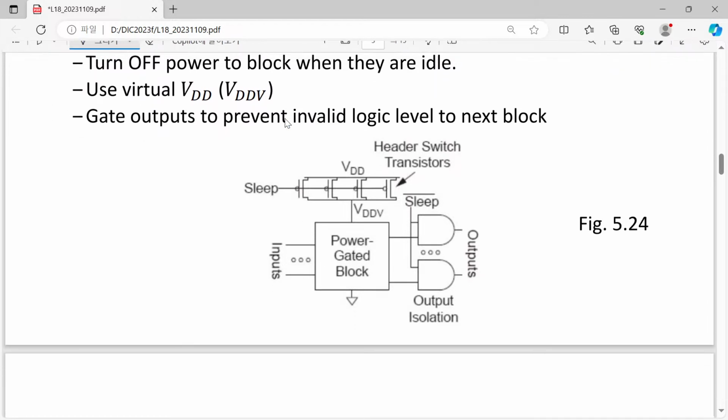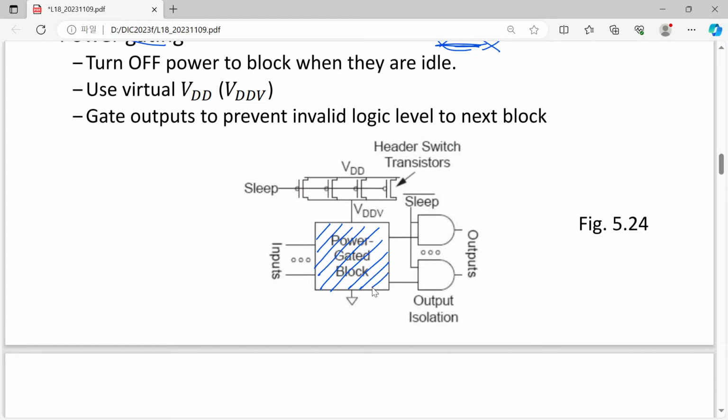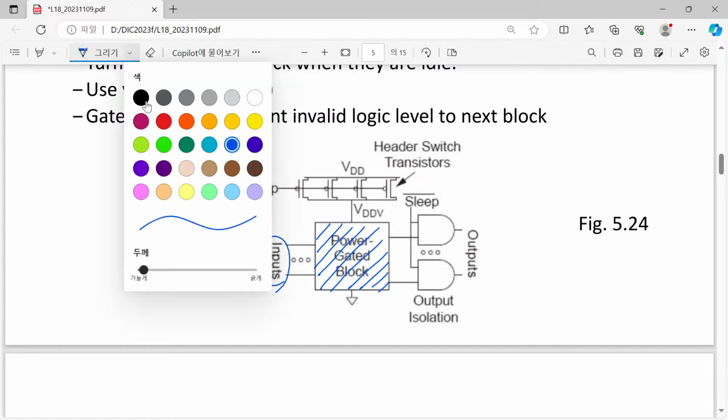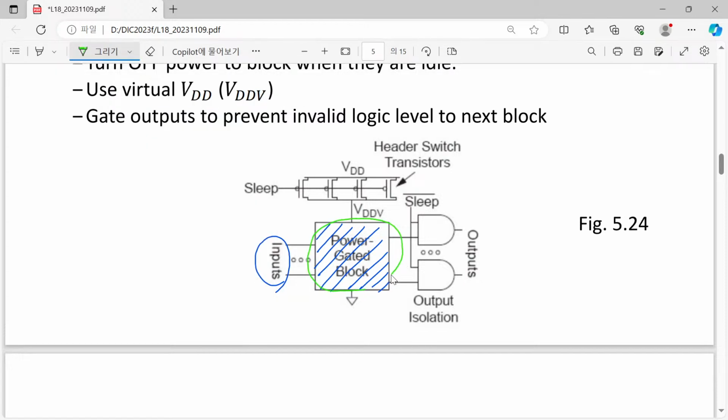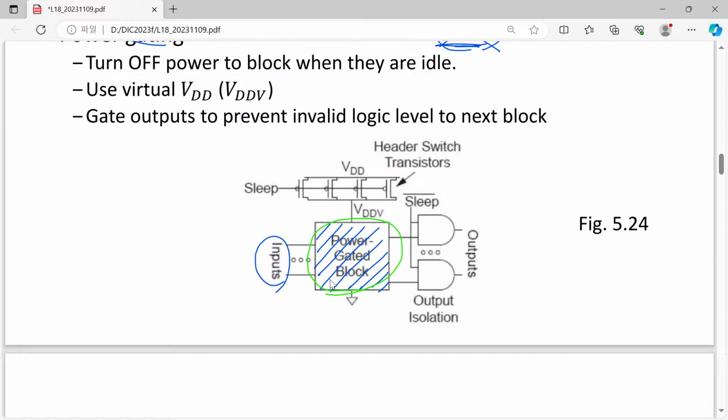So now let's have a look at this one. In this figure 5.24, you have a certain block which needs to be operated. Here you have an input signal. However, let's assume that for a while you don't want to use it. Although sometimes it is necessary, let's say that for a while you don't want to use it, then what can we do? Let's say that here we introduce certain circuitry.